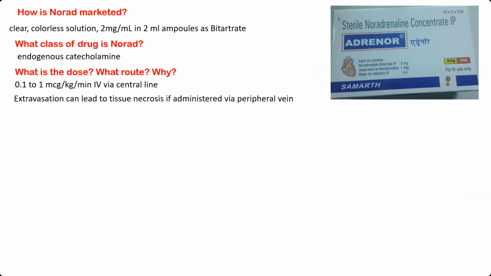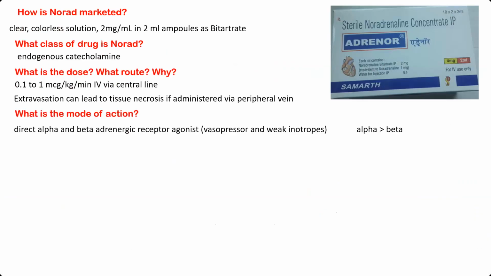But if you are not able to succeed, or if you don't have experience in putting in a central vein, how will you administer it? You can put it in a large-diameter vein, as close to the heart as possible. Prefer to take a cubital vein. It will be the largest vein available, and infuse it through that. Okay. What is the mode of action?